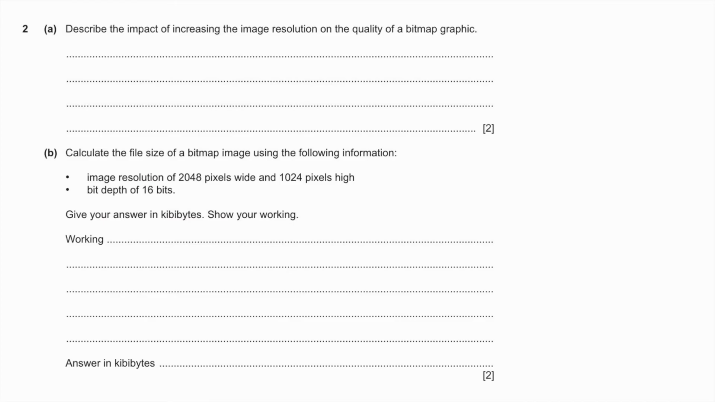Now next we have another calculation. Calculate the file size of a bitmap image using the following information. Image resolution of 2048 by 1024 pixels, and bit depth of 16 bits. Give your answer in kilobytes. Okay, so first we want to get the number of bits, which is 2048 times 1024 times 16 bits divided by 8, right? Well, okay, so this part right here is going to be the number of bits.